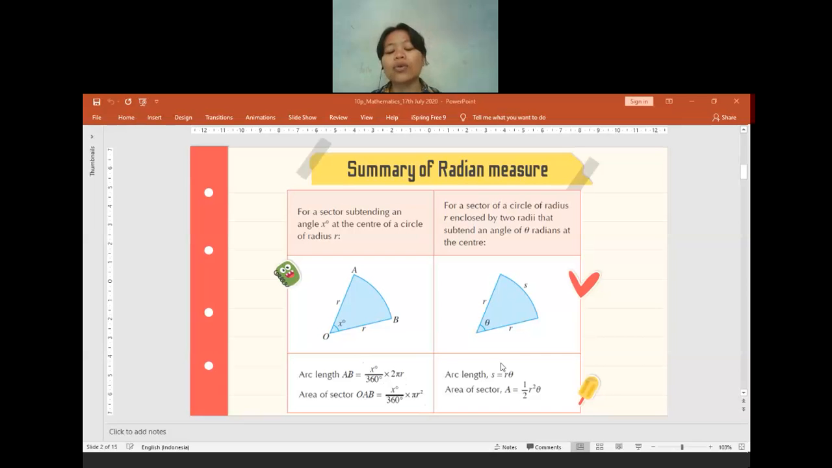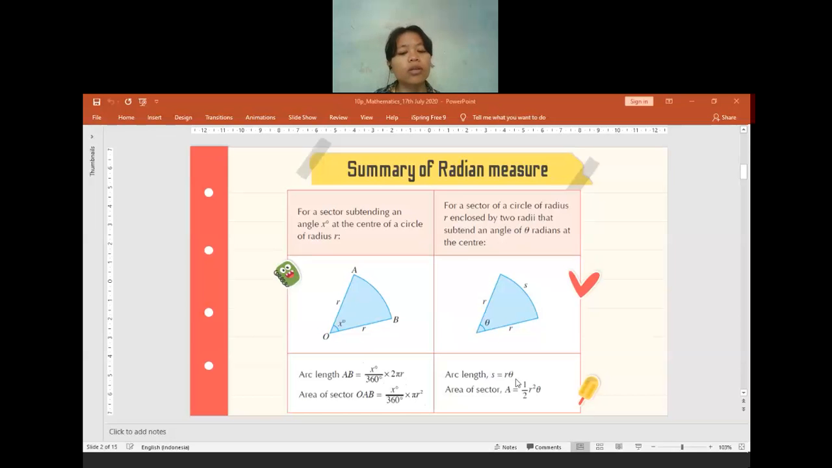If later you have to find the arc length and also sector area, but the angle is given in the radian unit, you will use the formula for the arc length: r multiplied by theta. Theta here is how many radians it is. And then for the sector area, it will be a half times r squared times theta. R is the radius, theta is the angle in radian unit.